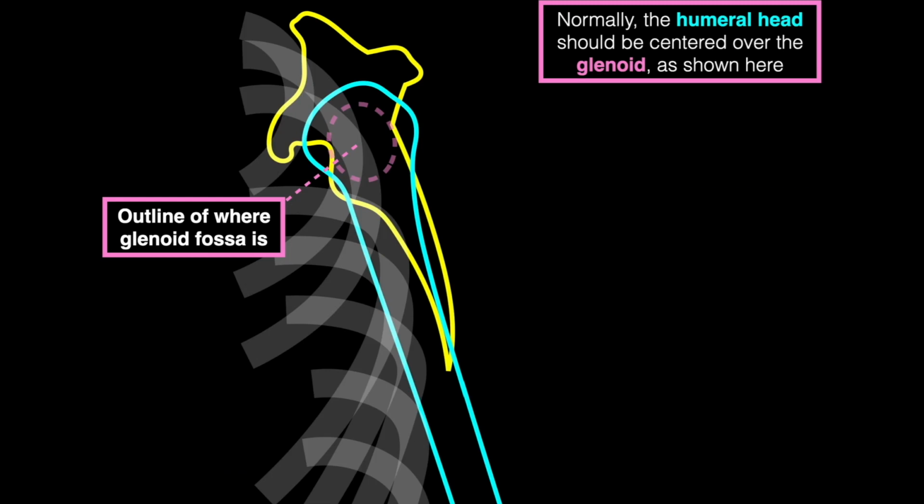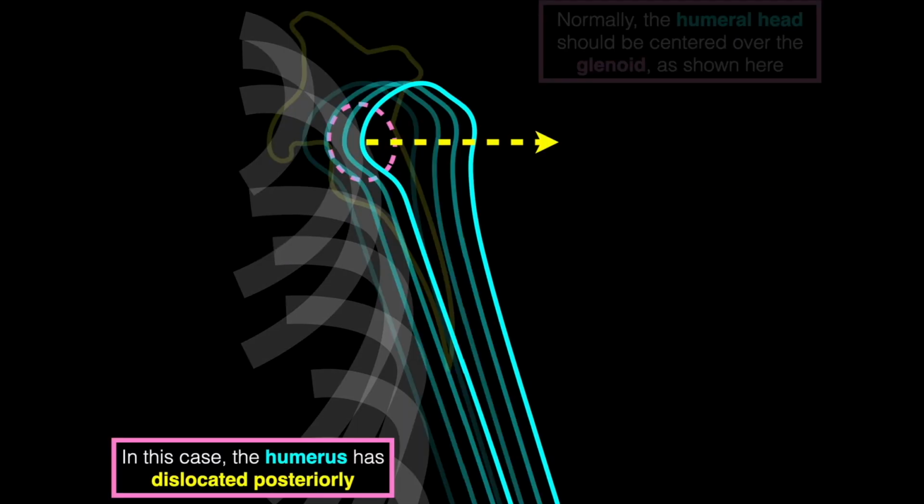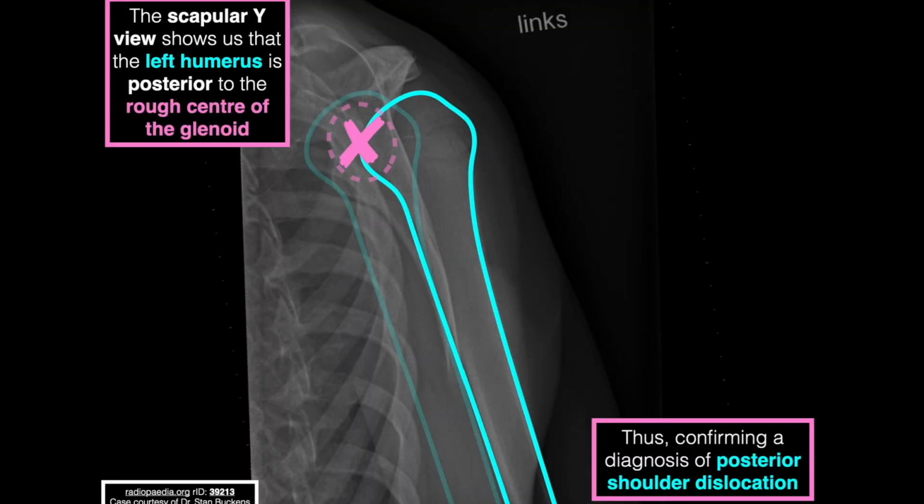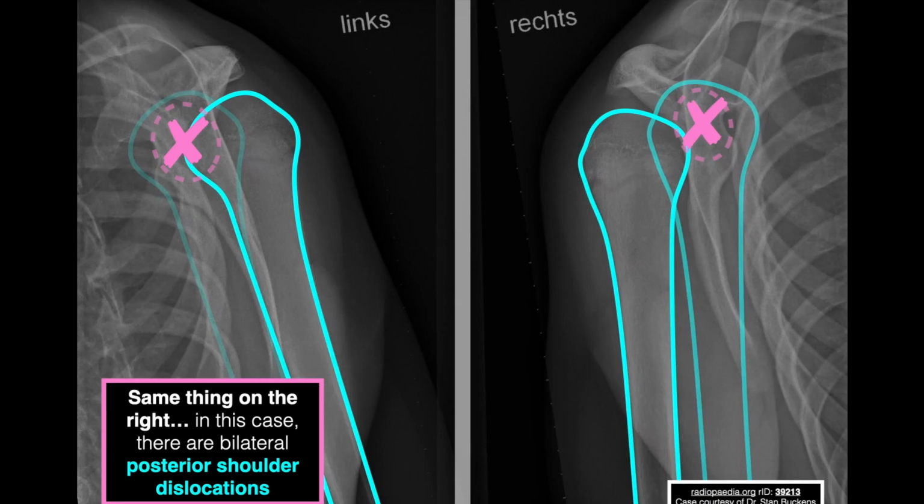Normally, the humeral head should be centered over the glenoid as shown here, but in this case, the humerus has dislocated posteriorly. The scapular Y view shows us that the left humerus is posterior to the rough approximate center of the glenoid. That confirms the diagnosis of posterior shoulder dislocation. In this case, there are bilateral posterior shoulder dislocations.